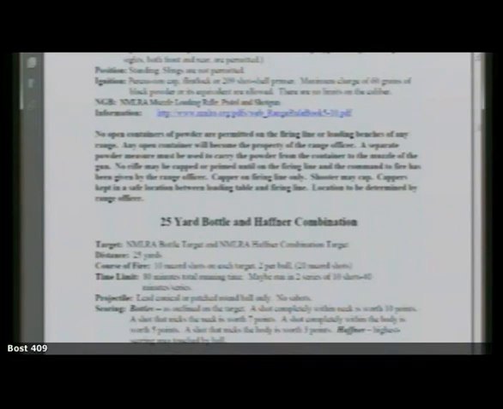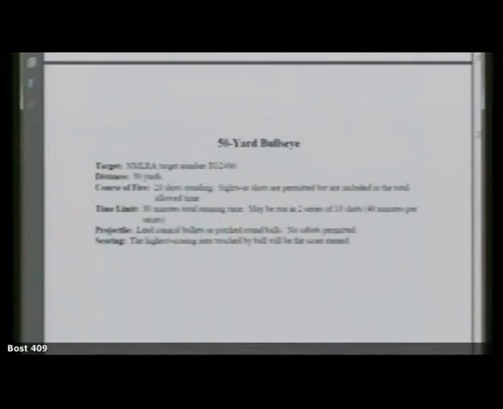Two events within the muzzle loading rifle are the 25-yard bottle and Hafner combination. Some people call it the bottle and critters. And the 50-yard bullseye. Lead conical bullets or patch round balls are the projectiles that are allowed. No sabots are permitted.